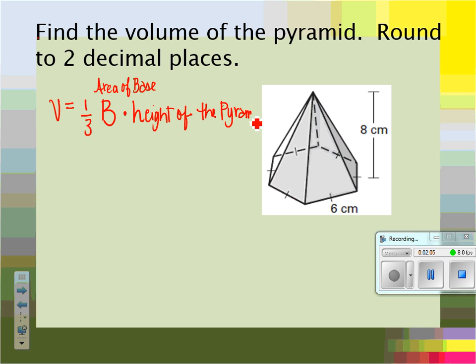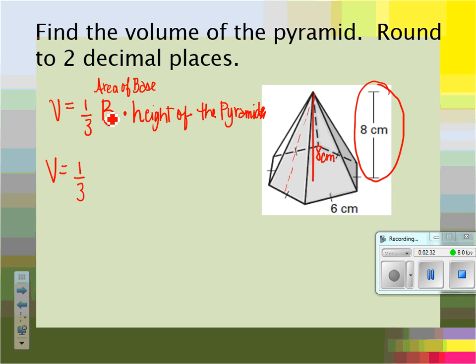Okay? Now, let's just make sure that we know the difference between the height of the pyramid and the slant height. If I were talking about a slant height, it would be this height on the side, remember? But the height of the pyramid in this case is 8. So that would be all the way up and down right here. That would be 8 centimeters. Okay, so the volume is equal to 1/3 the area of the base.